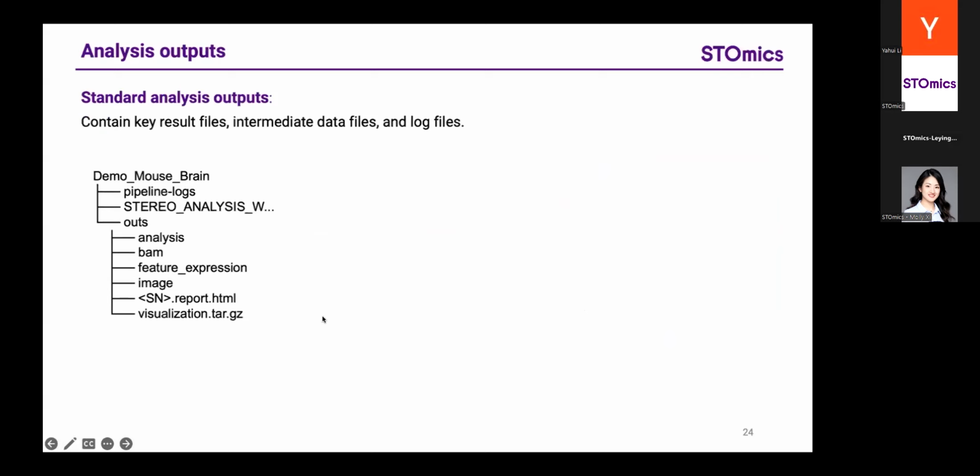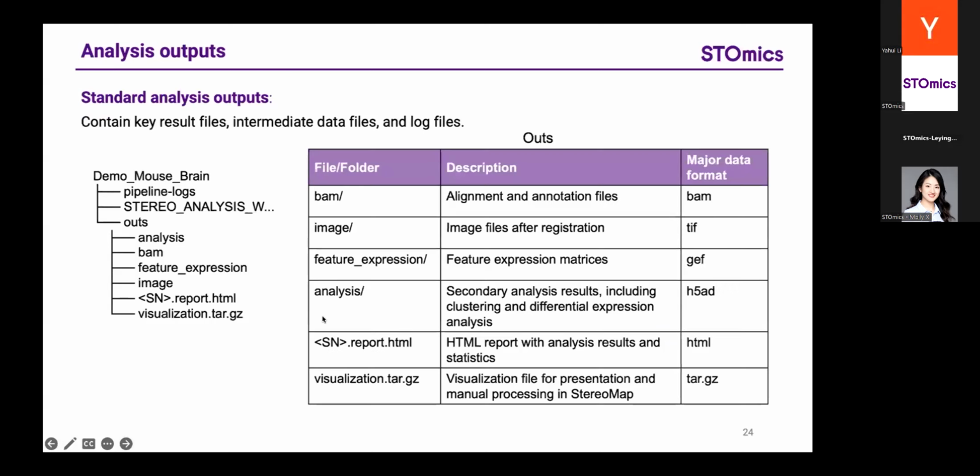Now, let's see what the output files from a standard analysis look like. The key result files are stored in the outs folder. Inside, you can see that the feature expression matrices are stored in the feature expression folder, with the main format being GEF. For secondary analysis, like clustering and differential expression analysis, the results are saved in the analysis folder, and the files are in H5AD format. Also, we have HTML report and visualization files for quick review and data visualization.